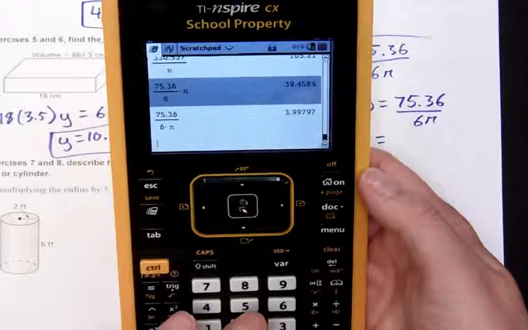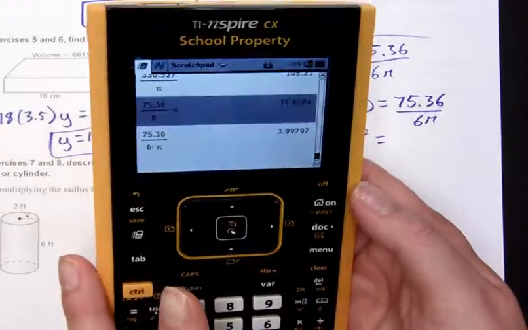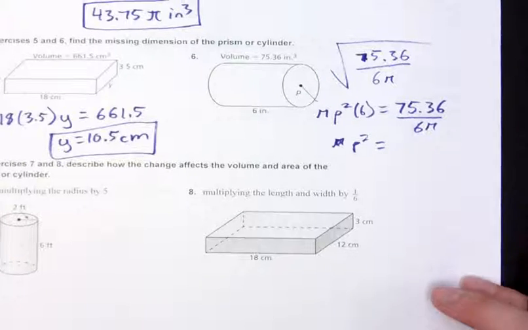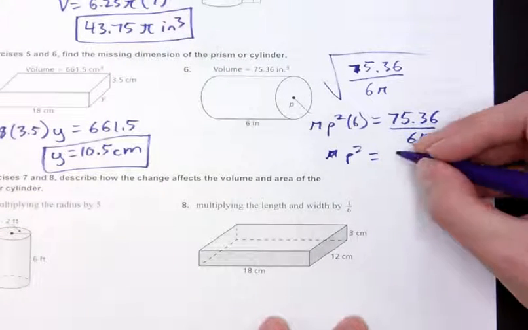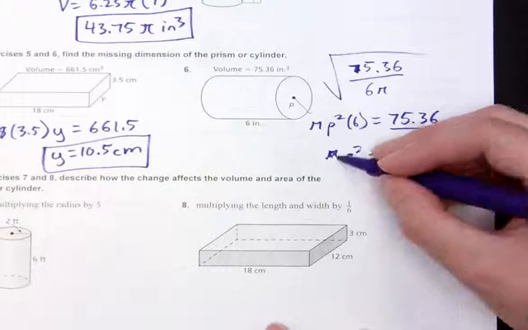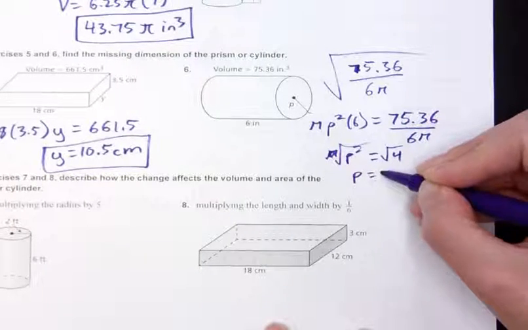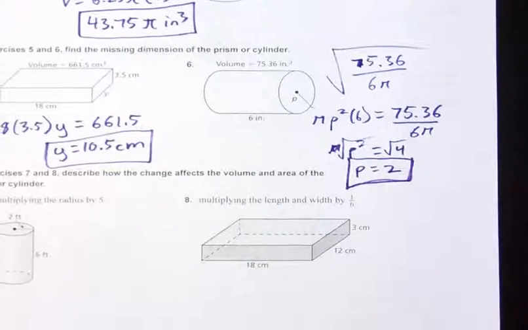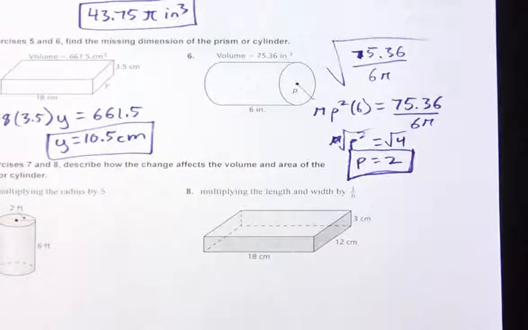So it gives you 3.99, which rounds up to 4. And then when we take the square root of it, what's the square root of 4? 2. So p is 2. I mean, we could get a decimal to round to 2.